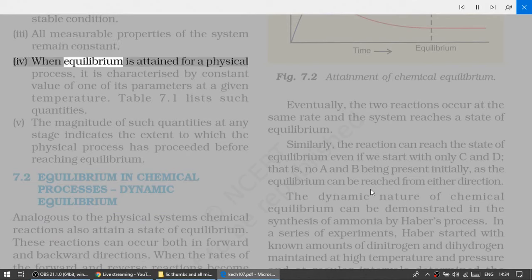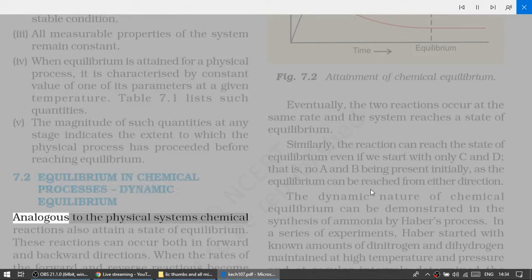3. All measurable properties of the system remain constant. 4. When equilibrium is attained for a physical process, it is characterized by a constant value of one of its parameters at a given temperature. Table 7.1 lists such quantities. 5. The magnitude of such quantities at any stage indicates the extent to which the physical process has proceeded before reaching equilibrium. 7.2 Equilibrium in chemical processes.